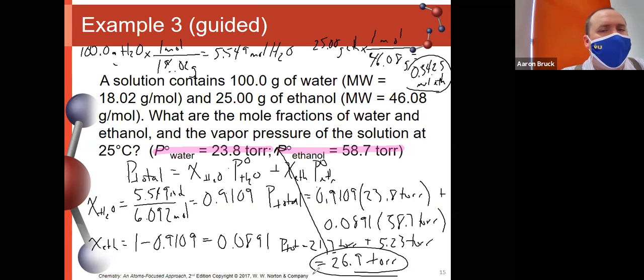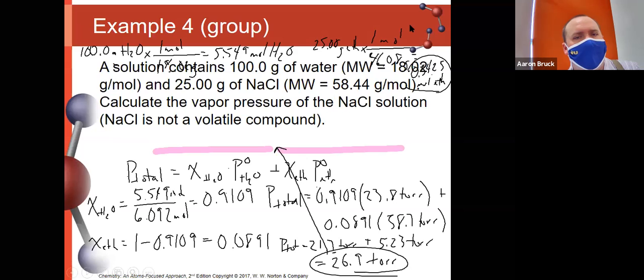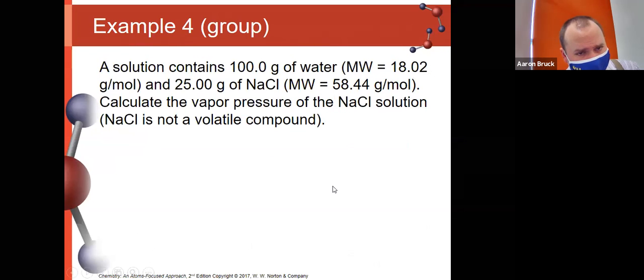Now for Raoult's law kinds of problems, these are about as complicated as they get when you have multiple volatile solutes. Any questions about this one? If you can do this one, you can pretty much do any Raoult's law problem. Like I said, this is about as complicated as they get. All right, let's look at another one. I'll let you try this one for yourselves.